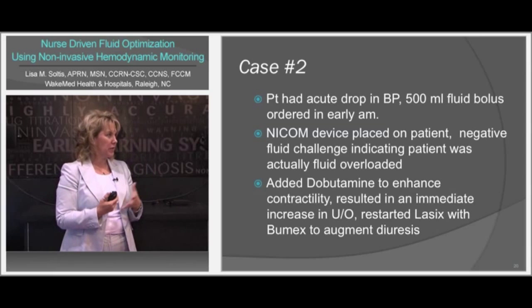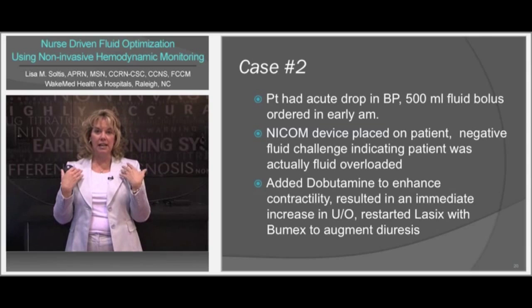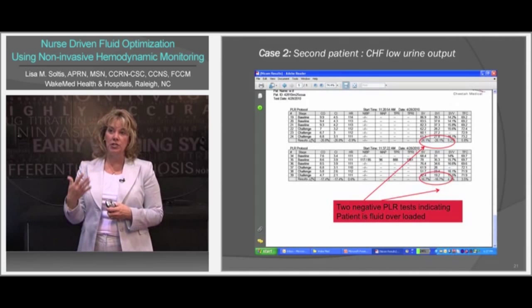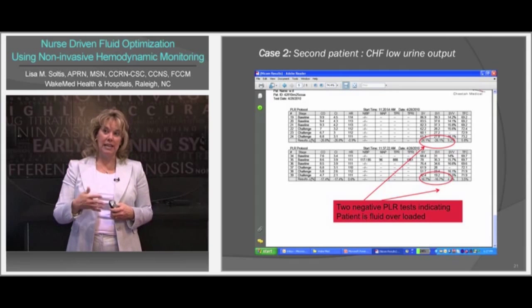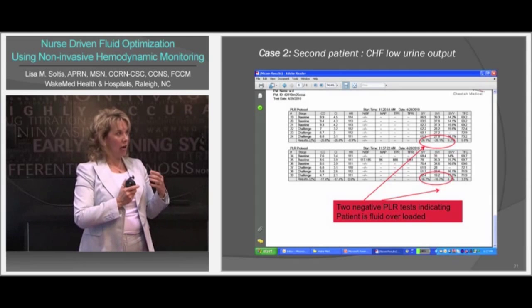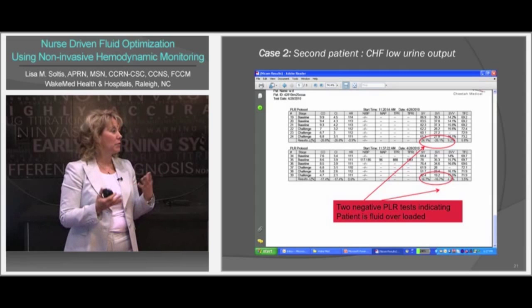When we did our passive leg raise, he was profoundly fluid unresponsive, and his cardiac function actually decreased by more than 26%, which meant he was profoundly fluid overloaded. So here we were thinking we dried him out, we wanted to volume resuscitate, and that was not the problem, and we were able to determine, again, within a matter of minutes, this was a cardiogenic picture.